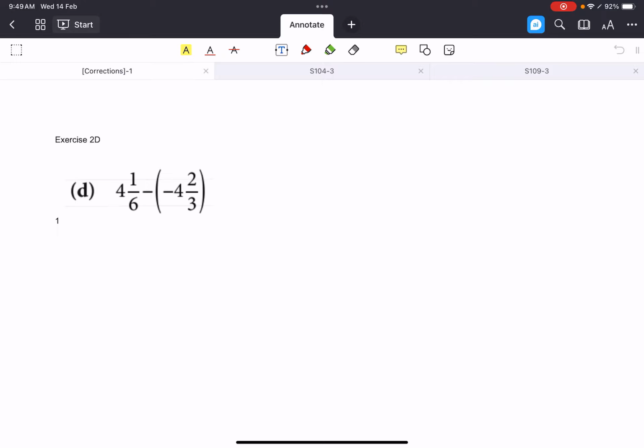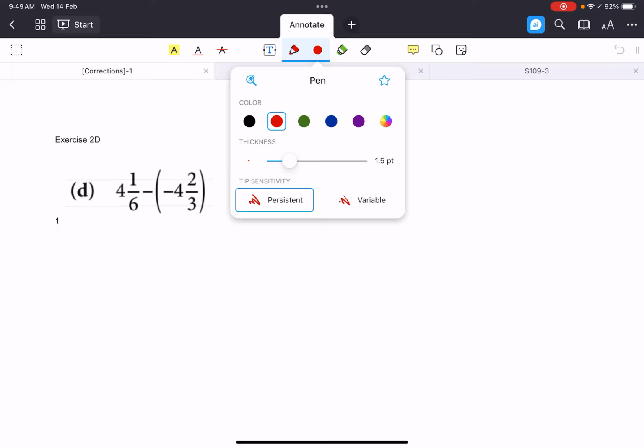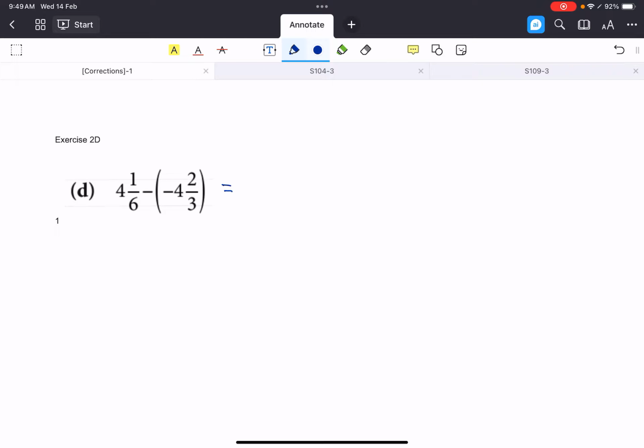Let's begin. The first question 1D, we have 4 and 1/6 minus negative 4 and 2/3. The first thing we should do is to see if we can rewrite this as an improper fraction. So 4 and 1/6 is actually 25 over 6. We can write it in this way, minus, now negative 4 and 2/3. How does it look like? So 4 times 3 plus 2. That will give us 14 over 3, so negative 14 over 3.